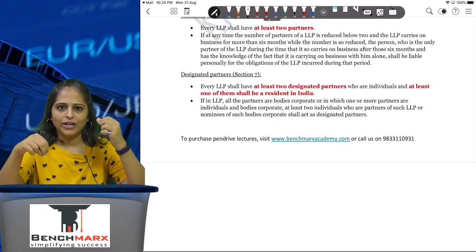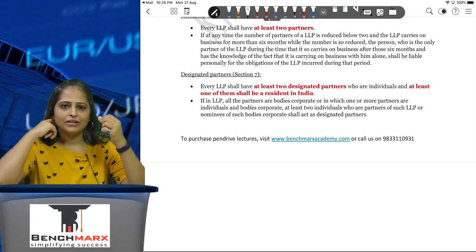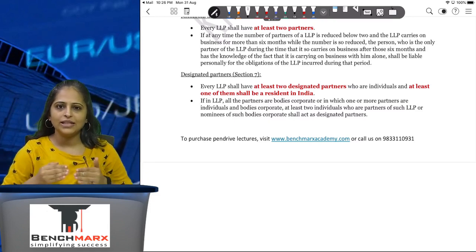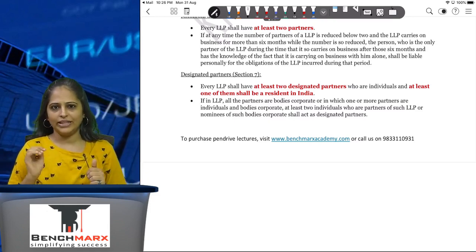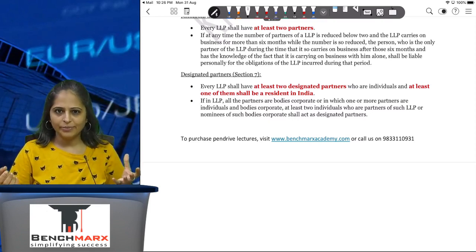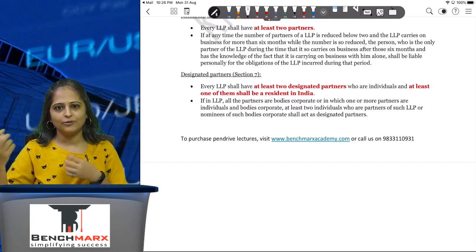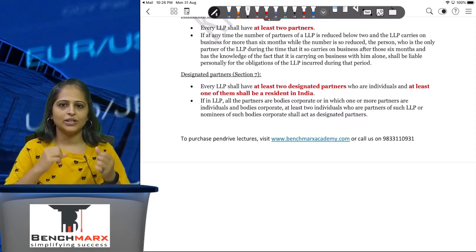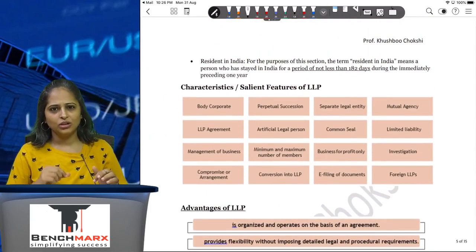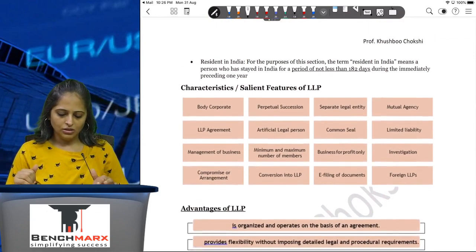You need to have 2 designated partners. One of them has to be an individual, and these designated partners have to be resident in India, that is, they have to stay in India for a period of at least 182 days. And if both the partners are companies, then you need to have some authorized representative of that company to work as a designated partner. So these are the 2 most important definitions. The other definitions you can just go through in the notes.